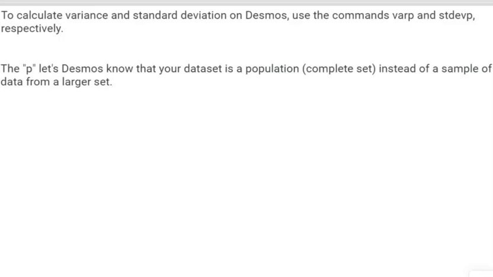So for our purposes, we're not going to be doing that by hand very often. More often than not, we're going to use either the calculator or Desmos to get the variance and standard deviation from a set of data. The commands are VARP for variance and STDEVP for standard deviation. The P stands for population, which tells your calculator that the data set is complete, as opposed to numbers taken from a larger set of data, because taking the numbers from a larger set of data would change the formula for calculating standard deviation slightly.